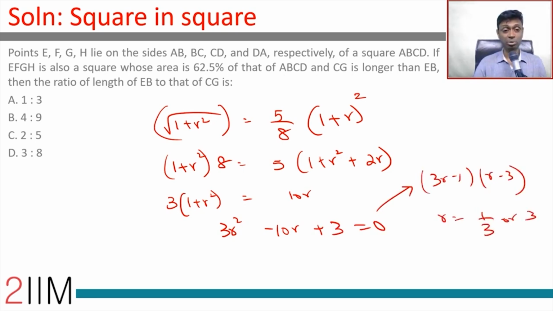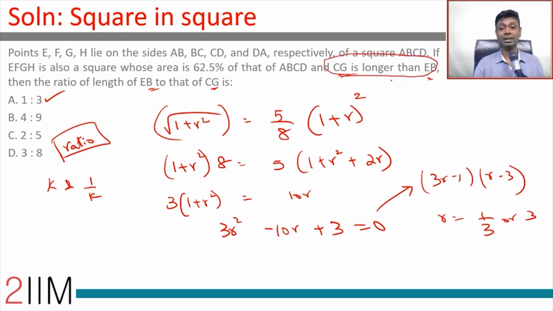We know that EB is less than CG. EB to CG cannot be 3:1, it is 1:3. Remember, in an equation of this type where you're doing a ratio, there is every chance that your answers are of the form K and 1 by K. The algebraic equation cannot distinguish between CG to EB and EB to CG. This part, CG is longer than EB, makes our life simpler and says it has to be 1:3 and not 3:1. So when you're solving, keep that in mind. That way this factorization becomes very simple.